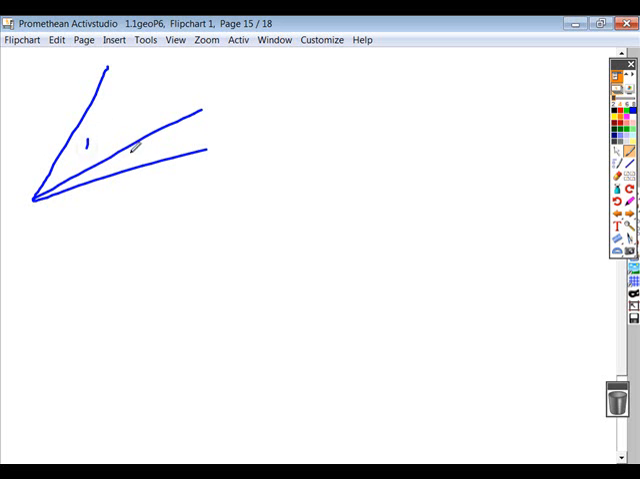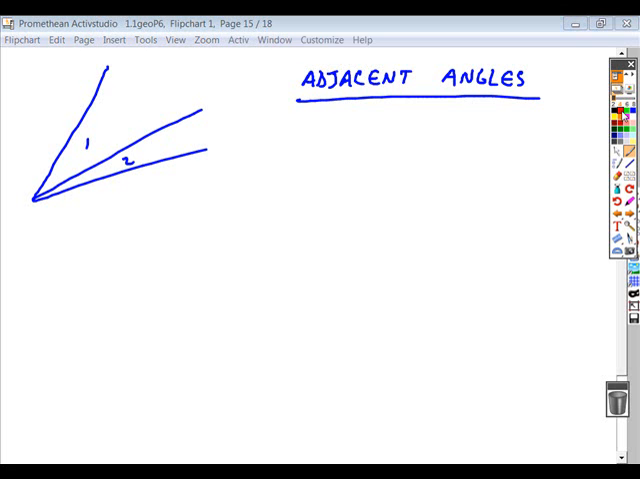If you have these two angles here, these are called adjacent angles. And they have a specific classification. Adjacent angles you cannot name with a single vertex. There are four different conditions that need to exist in order for two angles to be classified as adjacent angles.